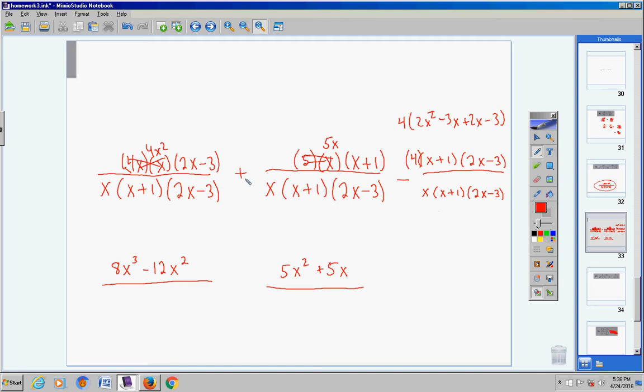So bring down your positive sign, by the way, between the two fractions. Bring down your negative here between the two fractions. And now here we go. 4 times 2 is 8x squared. 4 times negative 3, negative 12x. 4 times 2, positive 8x. 4 times negative 3, negative 12. And there is my common denominator.